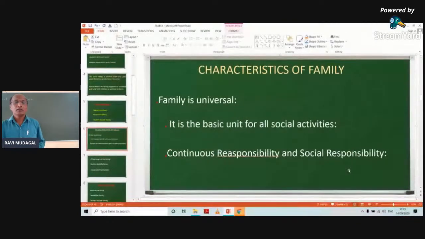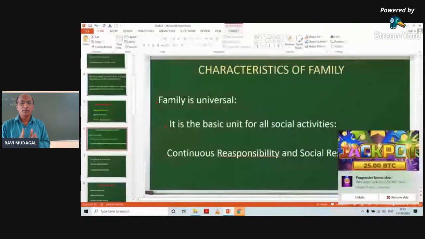Dear children, the third characteristic of family is continuous responsibility and social responsibility. Every family has its own responsibility and social responsibility. Every family member has its own responsibility. The family gives a lot of responsibility to its family members.